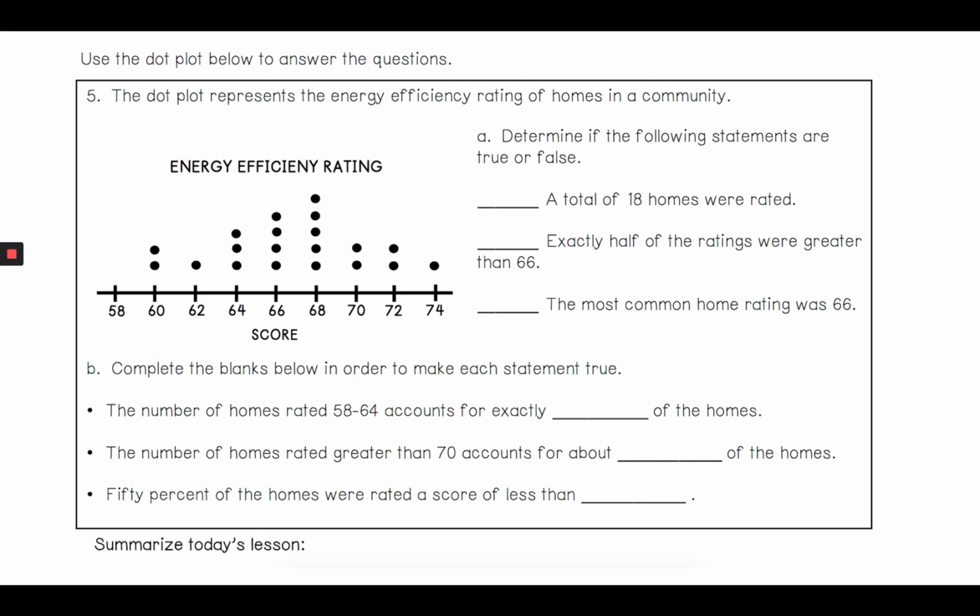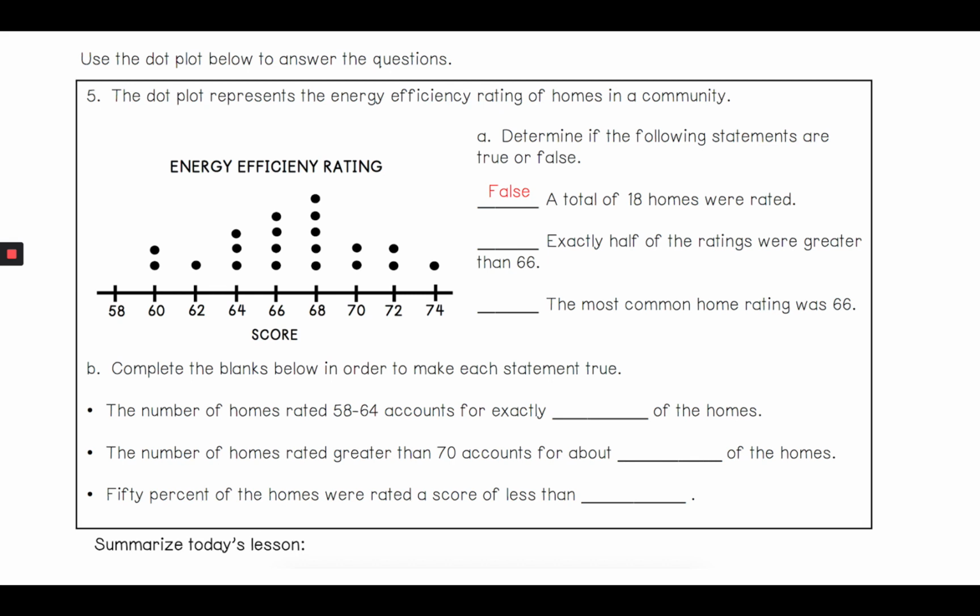All right. So with that one, determine if the following statements are true or false. A, a total of 18 homes were rated. Well, we can tell if a total of 18 homes were rated because we can count them. So we have 1, 2, 3, 4, 5, 6, 7, 8, 9, 10, 11, 12, 13, 14, 15, 16, 17, 18, 19, 20. So it says a total of 18. That is false. There's actually 20 homes that were rated.